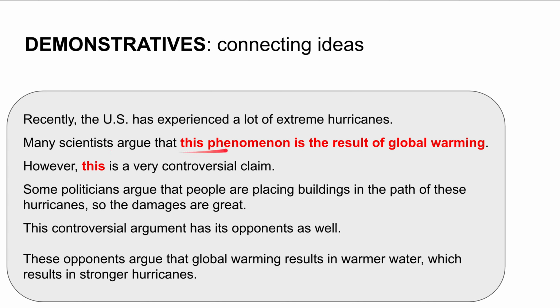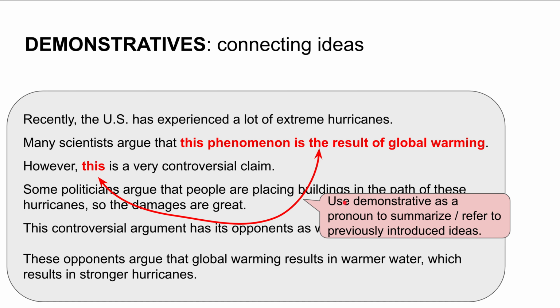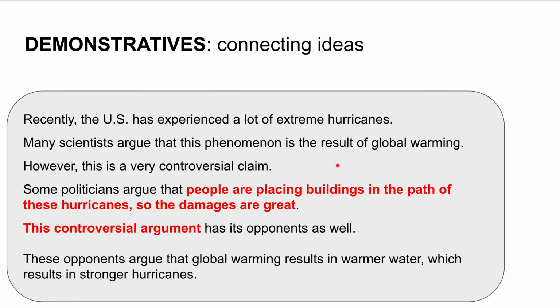Many scientists argue that this phenomenon is a result of global warming. However, this is a controversial claim. Let's look at what this is pointing to, referring to, summarizing. Here, it's referring to this phenomenon as a result of global warming. So we're using this demonstrative as a pronoun to summarize and refer to a previously introduced idea. Here we're summarizing that people argue that the phenomenon is a result of global warming.